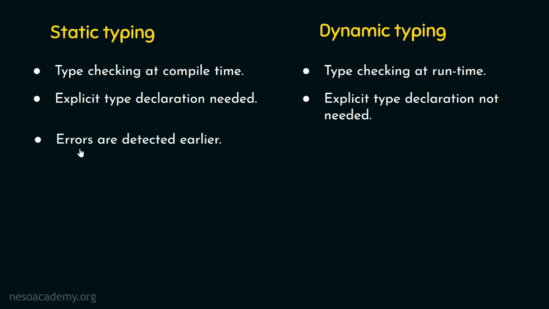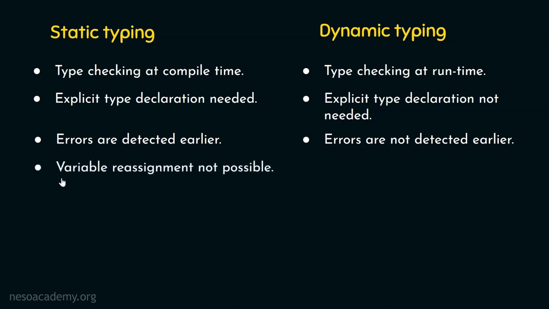And then, errors are detected earlier in static typing. We learned this earlier that in a statically typed program, the errors are detected during the compilation phase, and unless and until those errors are corrected, the program is not compiled at all, which enables us to detect those errors earlier before the program is actually executed. Contrary to this, in dynamic typing, the errors are not detected unless and until the program is actually executed.